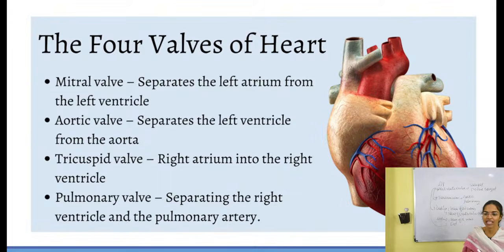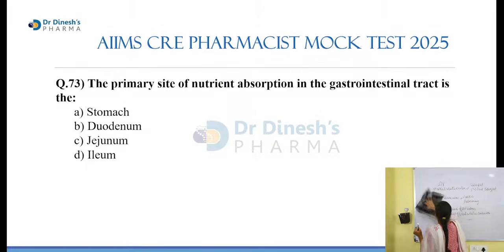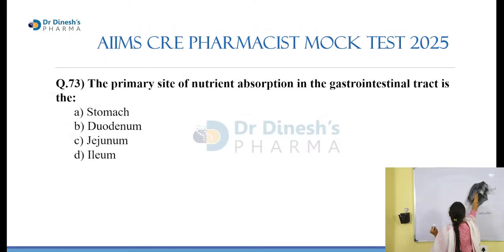The next question: what is the primary site of nutrient absorption in the gastrointestinal tract? We all know that absorption mostly happens in the stomach. No, it is the small intestine. The stomach is not much involved in absorption, but absorption occurs in the small intestine. So we can eliminate the stomach, and the remaining options are duodenum, jejunum and ileum. What is the major site of absorption? Jejunum. Very important question to remember.